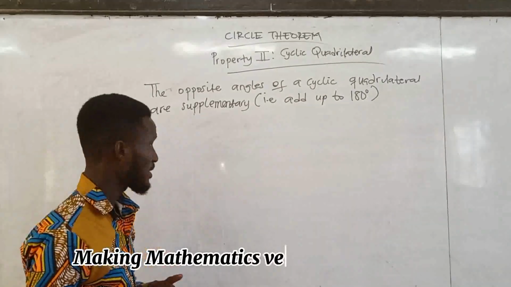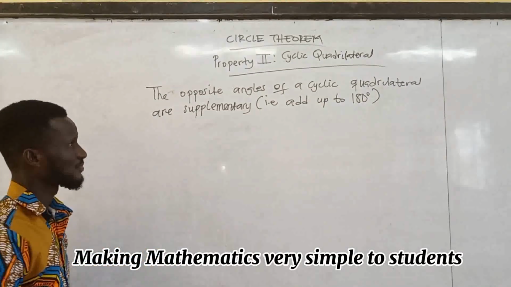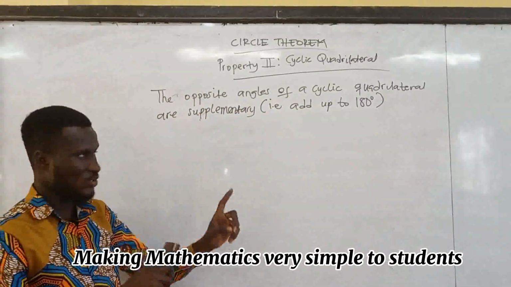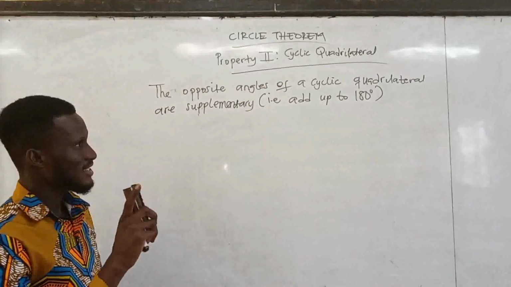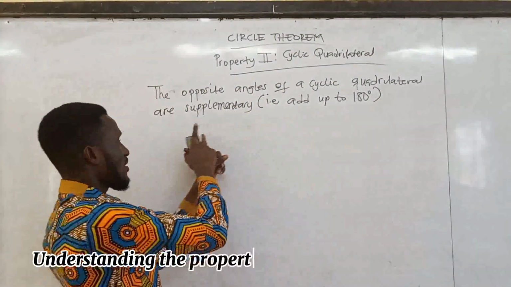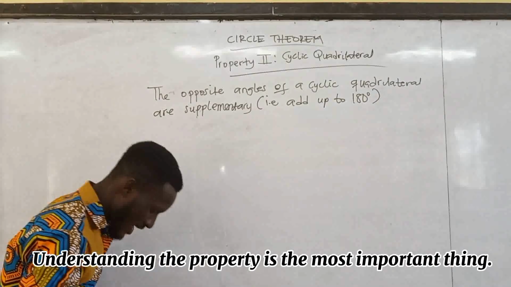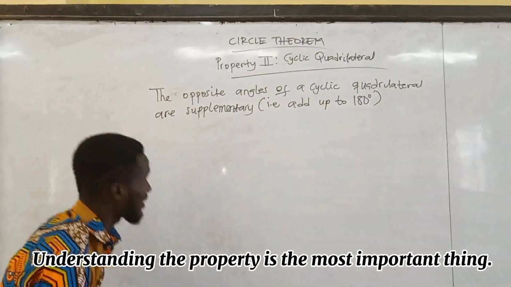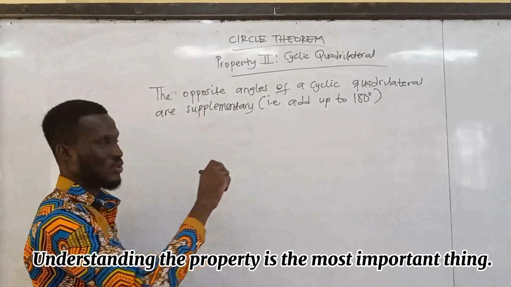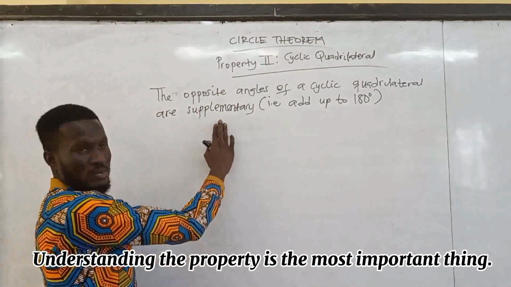Yes, it's very beneficial. Now, let's see the cyclic quadrilateral, Property 2, our second property on circle theorem. Okay, now let's see the property. I call the property the cyclic quadrilateral. Now let's see the opposite angles. The opposite angles of a cyclic quadrilateral are supplementary.